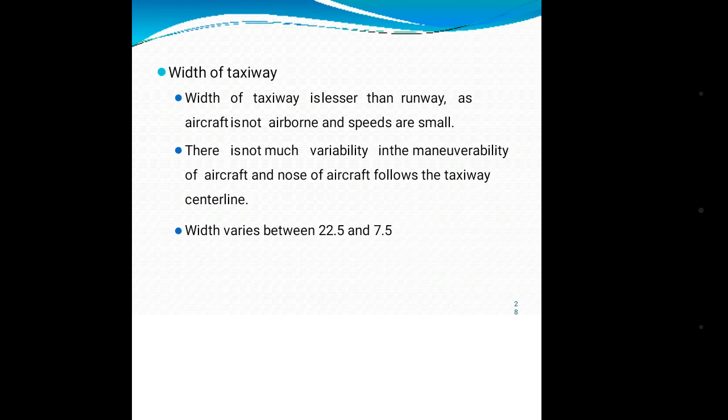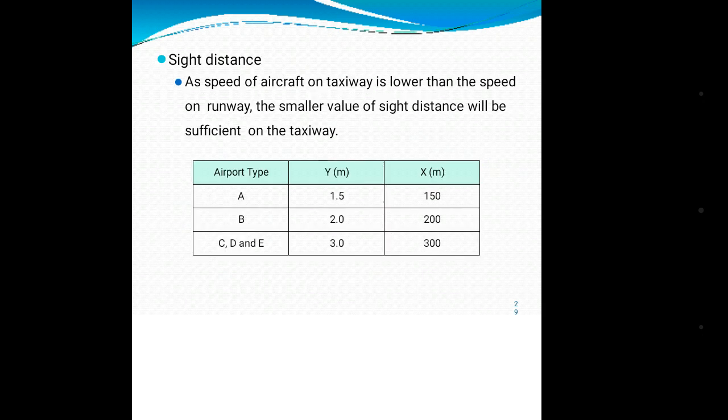Then the width of the taxiway. The width of a taxiway is less than that of a runway, as the aircraft is not airborne and speeds are relatively small on the taxiways. There is not much variability in the maneuverability of the aircraft, and the nose of the aircraft follows the taxiway center line. So the width of the taxiway will vary between 7.5 meters and 22.5 meters.